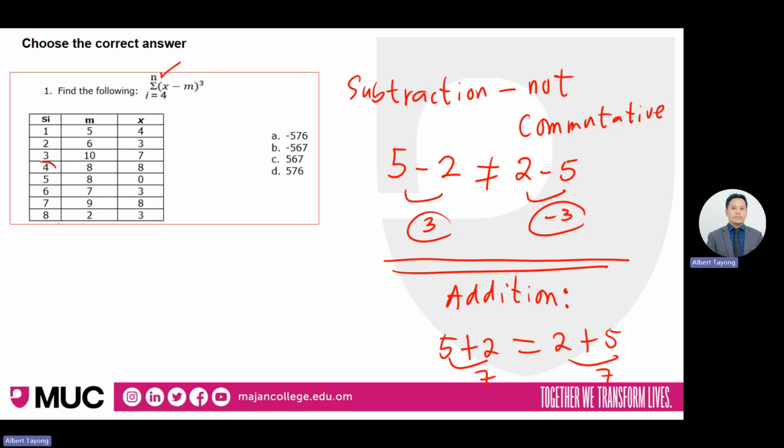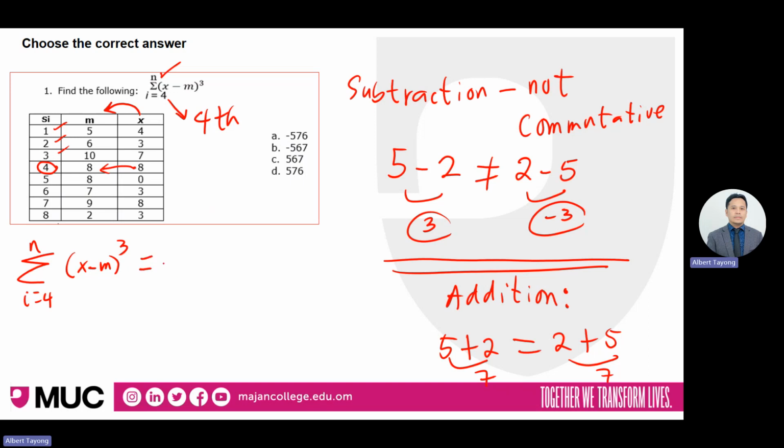And we have to start with the fourth term because i is equal to 4. So we're going to exclude 1, 2, and 3. It means we're going to start from x minus m, not m minus x. So this is what I was talking about. So i is equal to 4 until n, summation of the quantity of x minus m raised to the power of 3. When I say quantity of, it is one group.